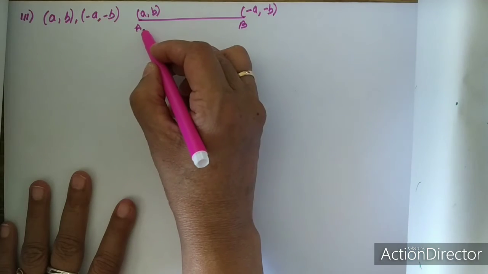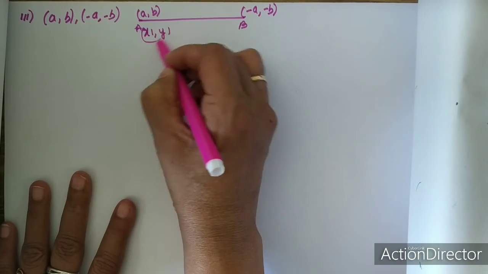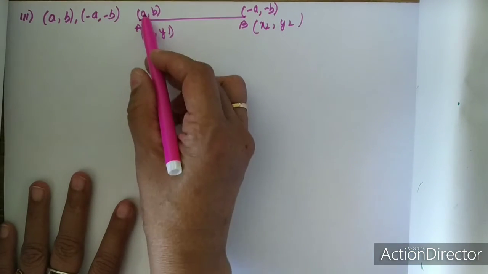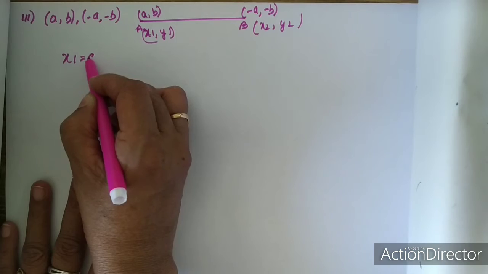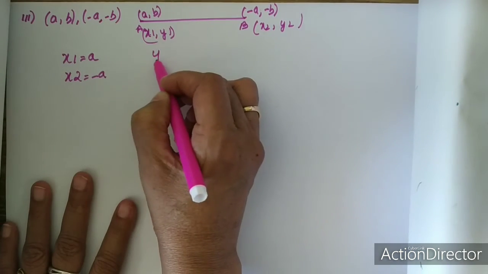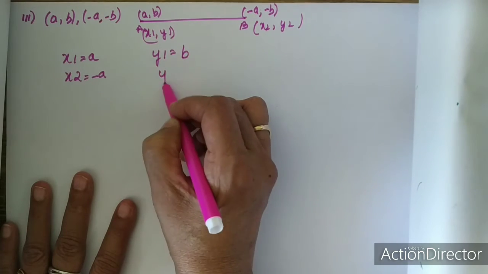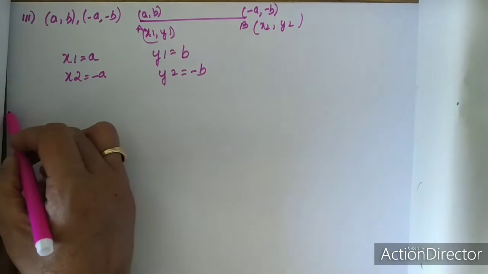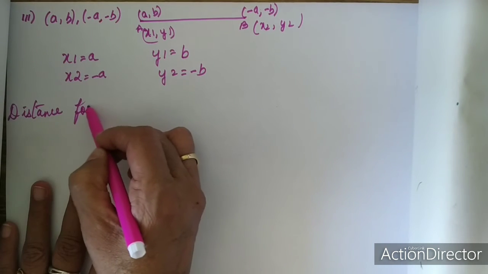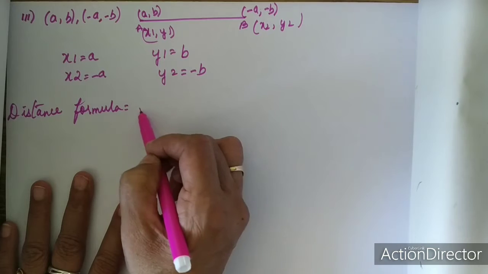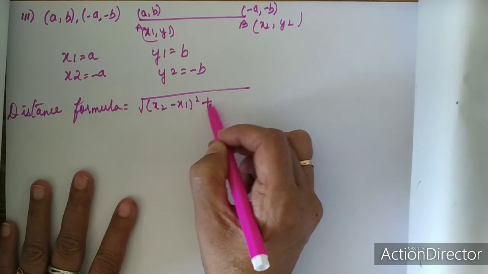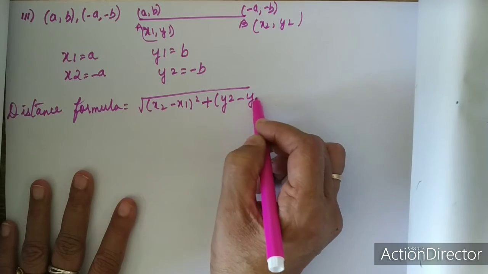Let us denote the first one as x1 comma y1 and the second one as x2 comma y2. After that you write what is x1. x1 is equal to a and x2 is equal to minus a. y1 is equal to b, y2 is equal to minus b. Now you write the distance formula. The distance formula is equal to under root of x2 minus x1 whole square plus y2 minus y1 whole square.